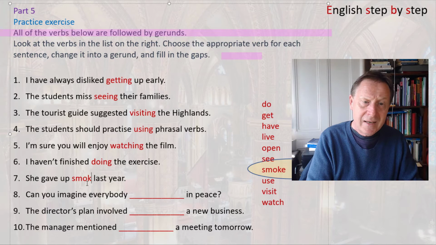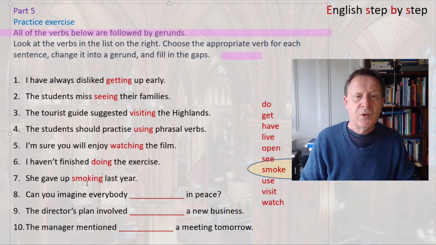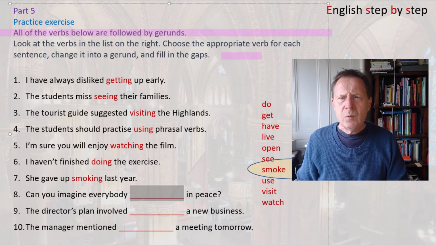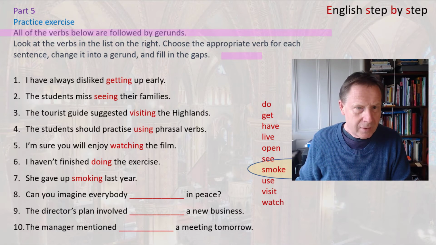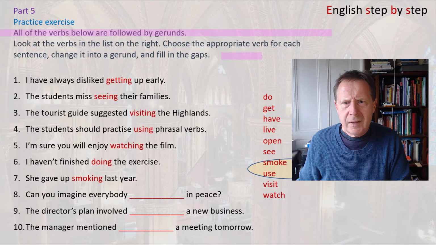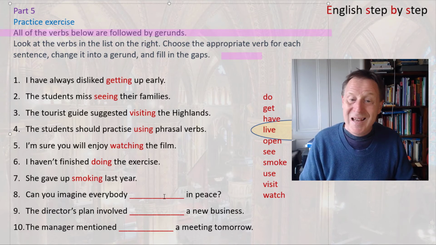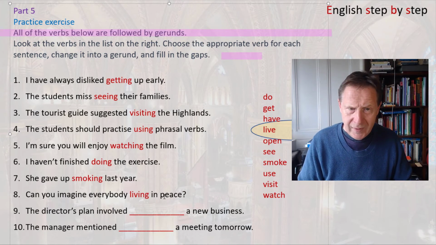And we can see again, there's a spelling change. We drop the E, so it becomes smoking. She gave up smoking last year. Now the next one I thought of because it reminds me of the song by John Lennon, Imagine. Because imagine is another verb which can be followed by a gerund. And in this case, the best one for this sentence is live. Can you imagine everybody living in peace? So let's put it here, and again we drop the E.